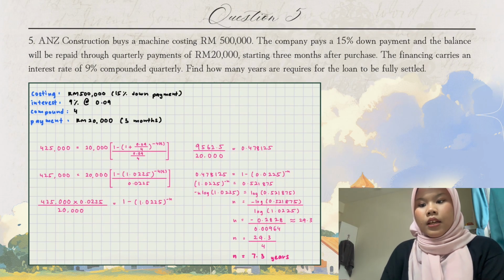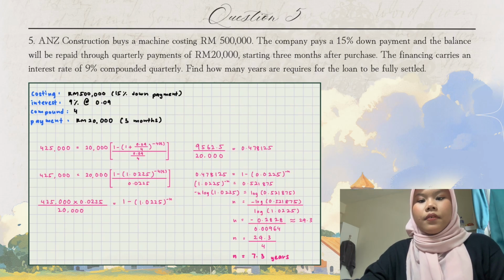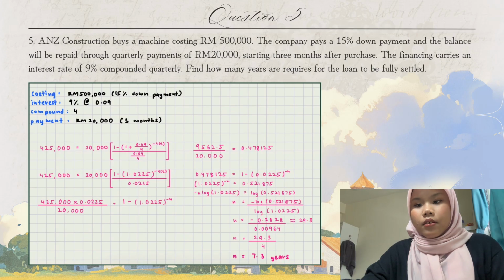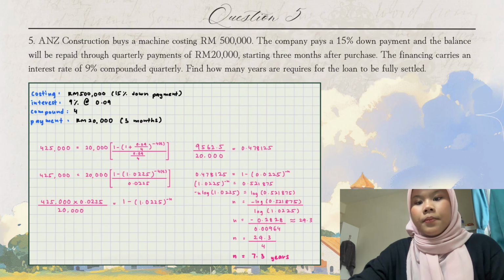To find out how long it takes to fully settle the loan, we use the present value of an annuity formula. We set up the equation 425,000 equals 20,000 multiplied by 1 minus 1.0225 to the power of negative n, all divided by 0.0225. After rearranging the formula and simplifying, we get 0.478125 equals 1 minus 1.0225 to the negative n.